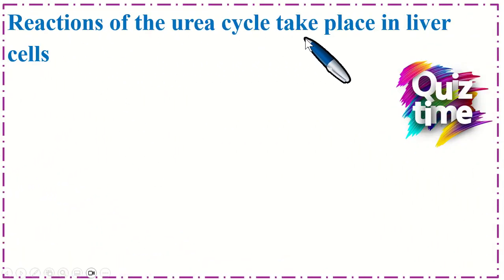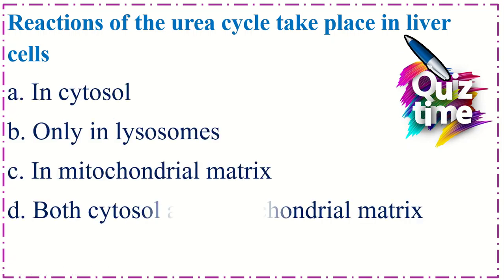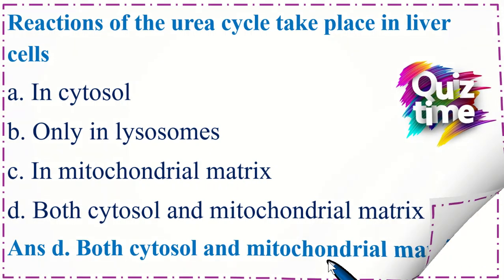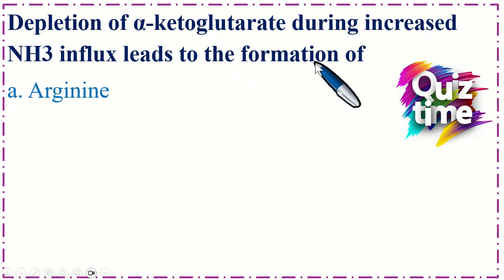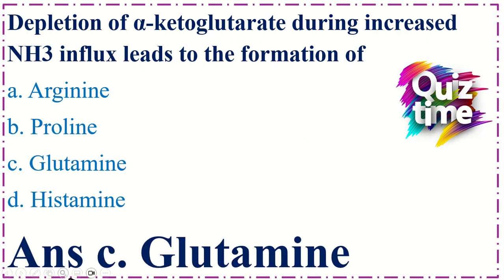Reactions of the urea cycle take place in the liver cells. Correct answer is D, both cytosol and mitochondrial matrix. Depletion of alpha ketoglutarate during increased NH3 influx leads to the formation of... Correct option is C, glutamine.